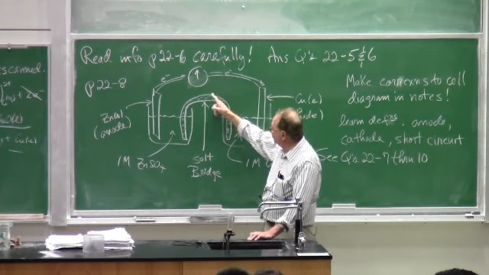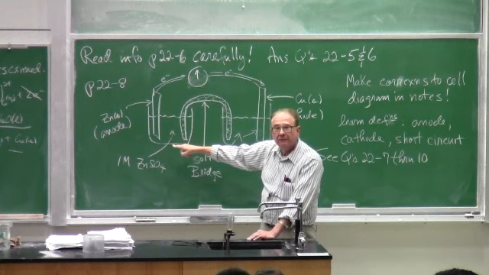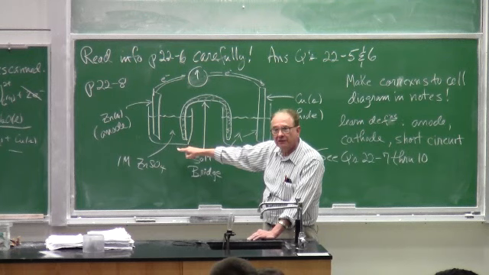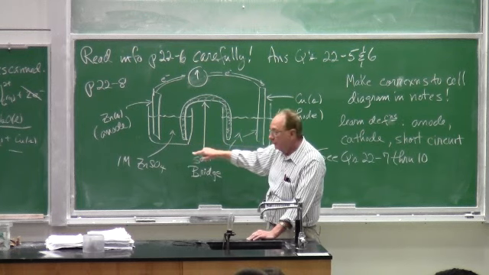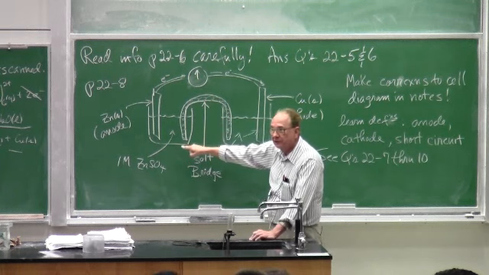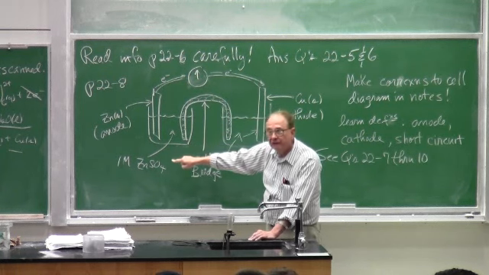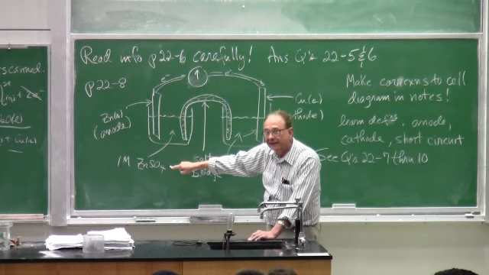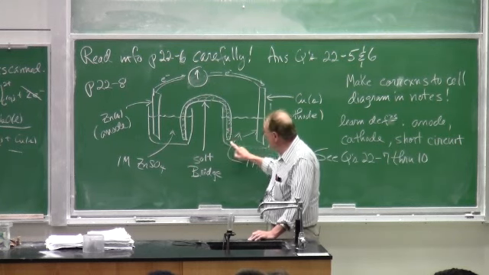Is the current which flows through here a collection of electrons, a stream of electrons? What is it? What is the current that flows through the salt bridge? A stream of ions. Negative ions going this way.